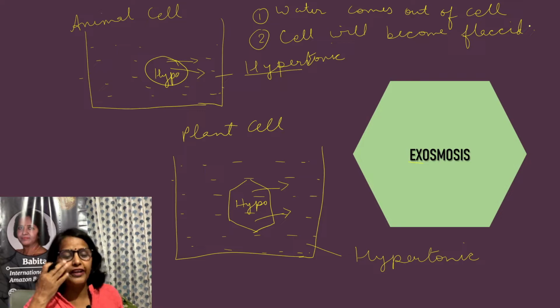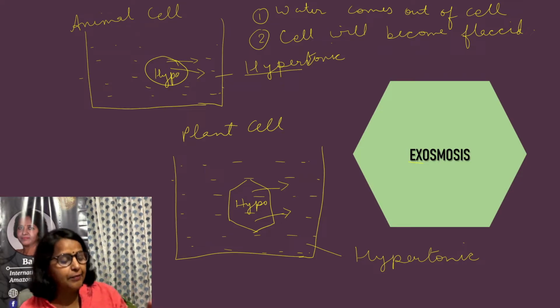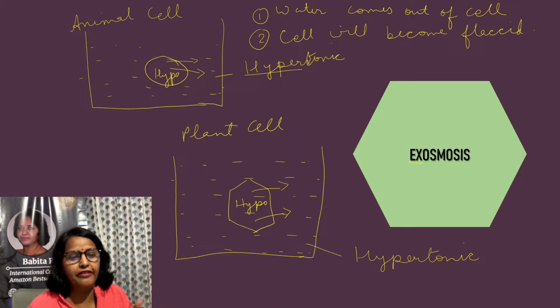Can you think of an animal cell where this happens? If you wash clothes for a very long duration, the tips of the fingers shrink. Why do they shrink? The solution in which we are dipping our hand, that is the detergent solution that we have taken, forms a hypertonic solution with respect to our cells. So what happens? Water comes out of the cell and the fingers shrink.